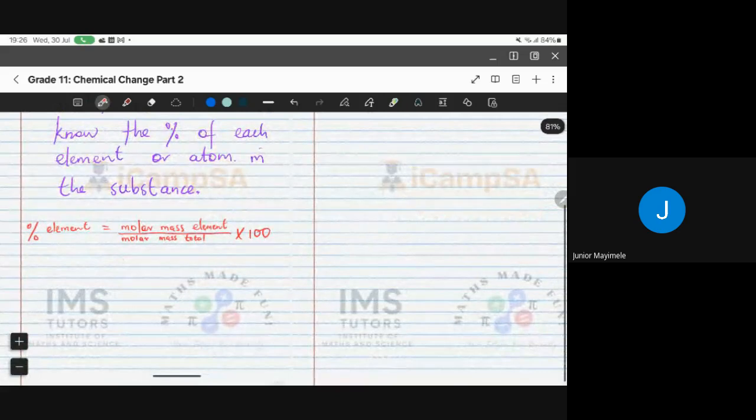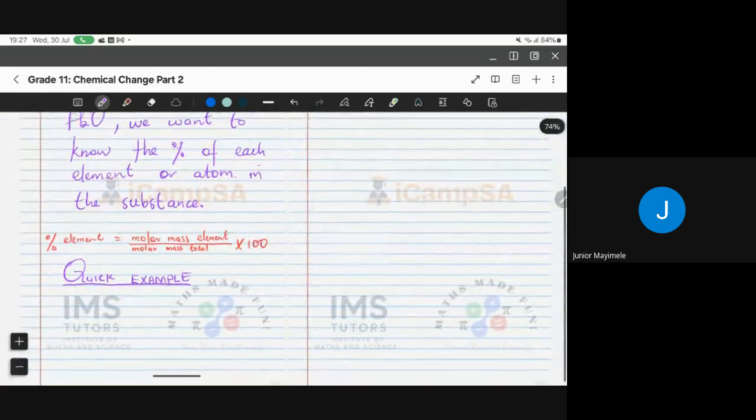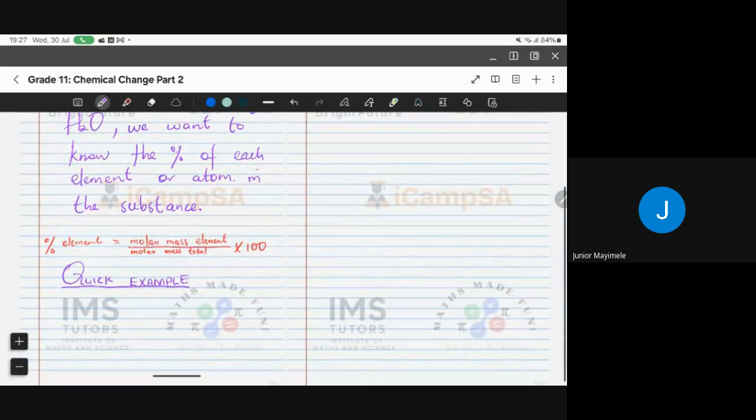Quick example one. We'll just do one example. It's not really a difficult concept or something tricky. However, you are more than welcome to bring trickier examples or problems that you face in class and put them on the groups, and we will help you with that. Now, in this example, let's use carbon dioxide.